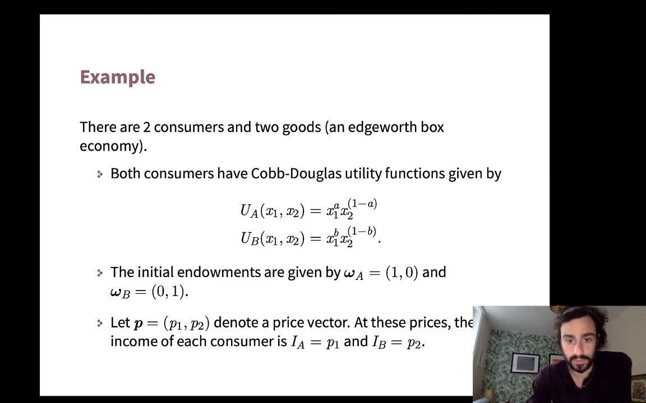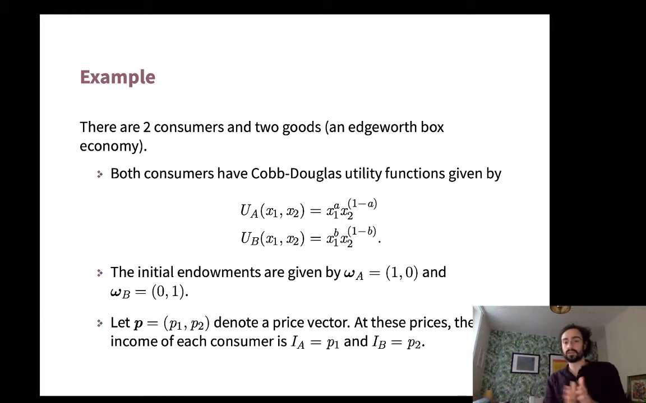So there's two consumers and two goods. It looks like we're calling the consumers A and B and the goods 1 and 2. So consumer A has a Cobb-Douglas utility function with parameters a and 1 minus a on the two goods, and consumer B has b and 1 minus b on the two goods. So we have two Cobb-Douglas consumers, and they have initial endowments. Consumer A has 1 unit of good 1 and 0 units of good 2, and consumer B has 1 unit of good 2 and 0 of good 1.